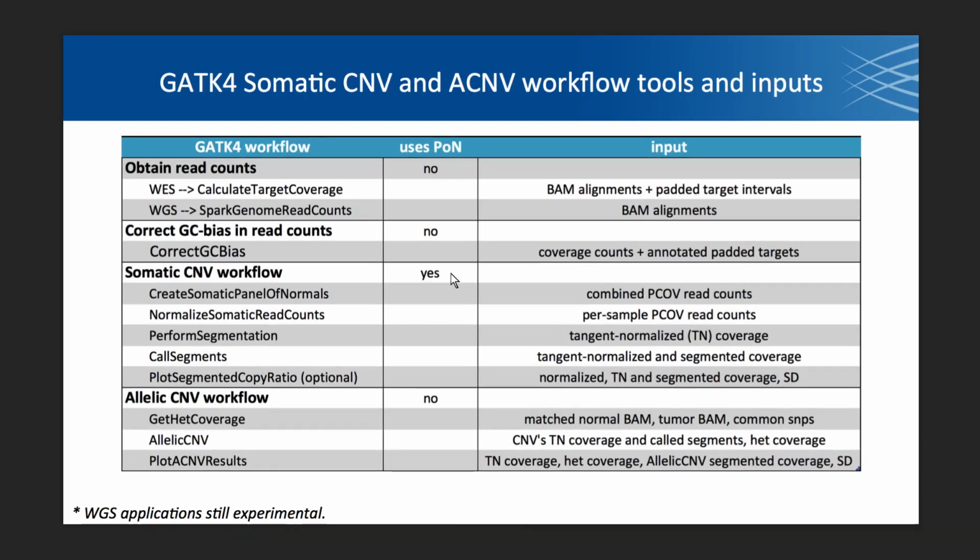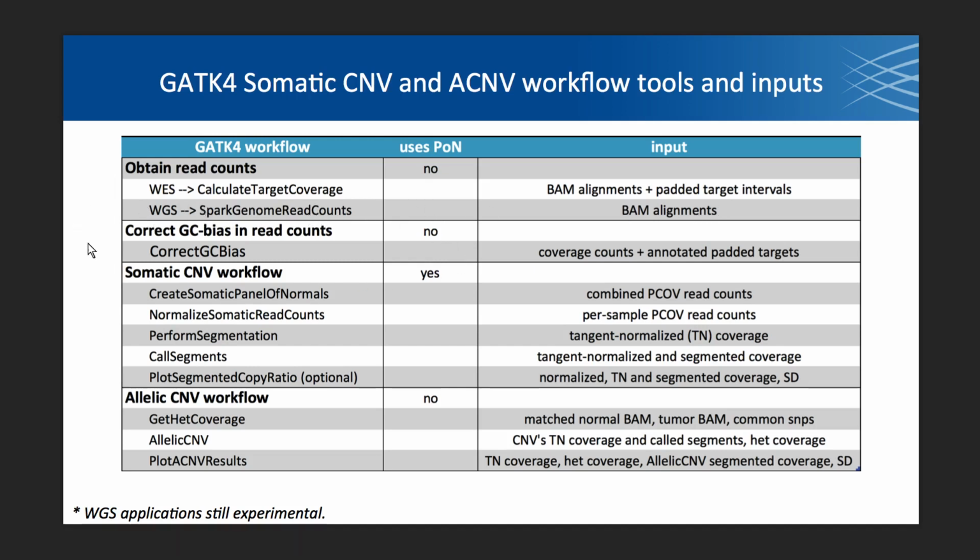Many of the tools between targeted capture and whole genome seq are shared, but of course the workflows are different. And this table I'm showing you just to give you a sense of the different tools and workflows. And the one thing I really want to point out is that to do any copy number variant analysis, you need to get read counts. For whole exome or targeted capture, you use this tool called calculate target coverage. And for whole genome, you use Spark genome read counts. And here I'm also listing the inputs, but I will not get into those.